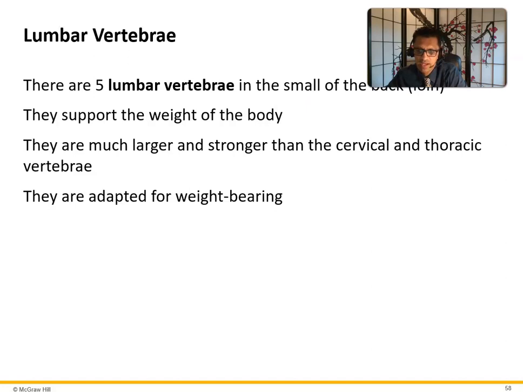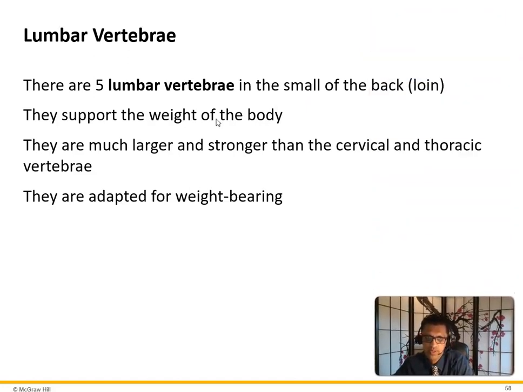Here's 5 lumbar vertebrae. Remember, you eat dinner at 5. They support the weight of the body, so you have L1, L2, L3, L4, and L5. You probably have seen that or heard that, hey, I have a disc injury at L4, L5, or I have a disc injury at L5, S1. So that's that little disc that's in between the 2 vertebrae. It's either protruding out and pushing on a nerve, which are herniated discs. They support the weight of the body. They are much larger and stronger than the cervical and thoracic, and they're adapted for weight bearing.